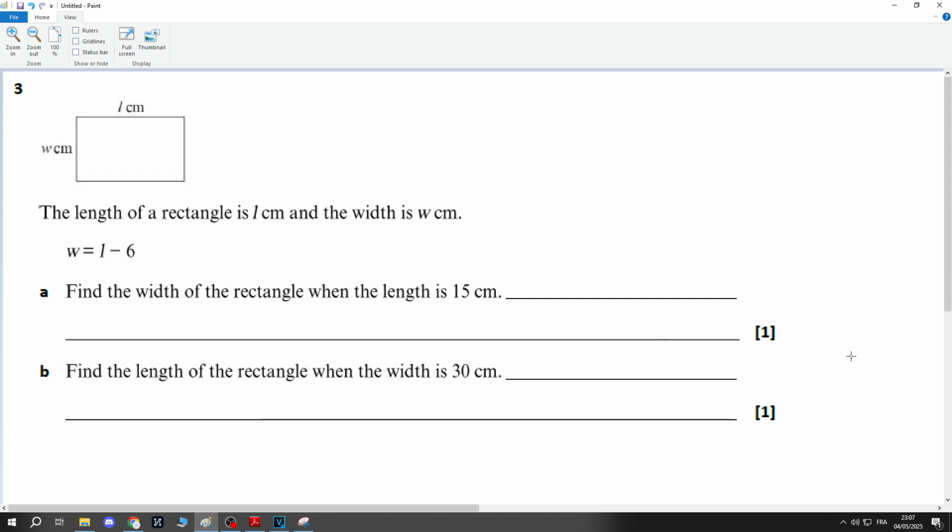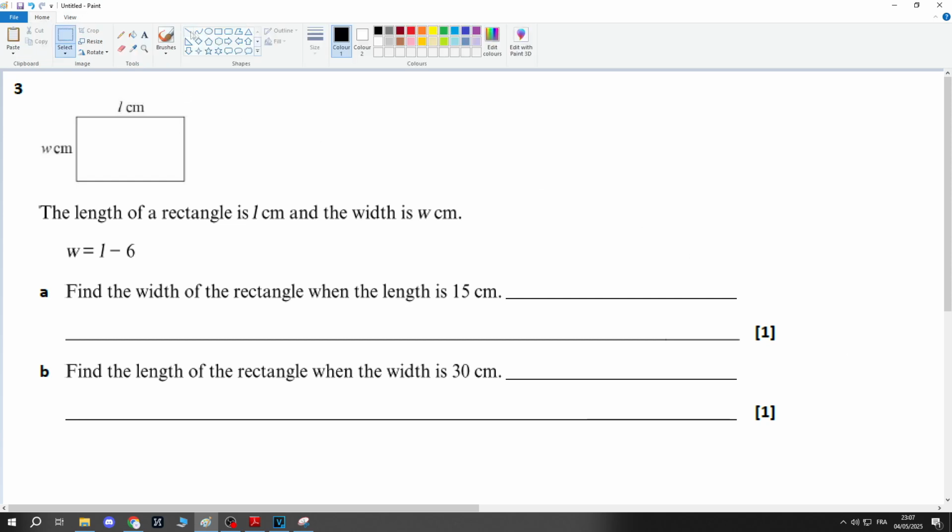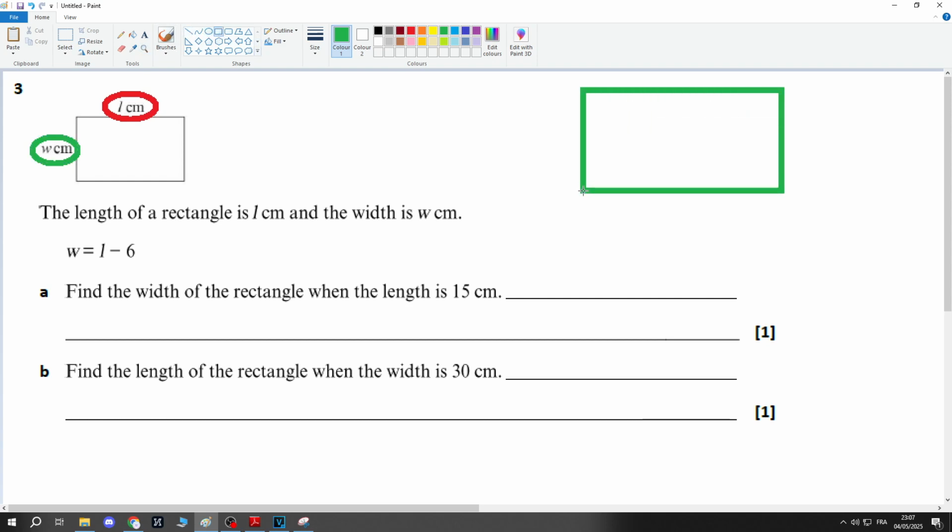The length of a rectangle is L centimeters. So basically they did not give us the length, but they described it as the letter L. And they did not give us the width of the rectangle. They wrote it as the letter W. Now, just to double check, this is a rectangle, right? We call the shorter side the width, okay? So the shorter side is called the width, and the longer side is called the length. Got it? Excellent.